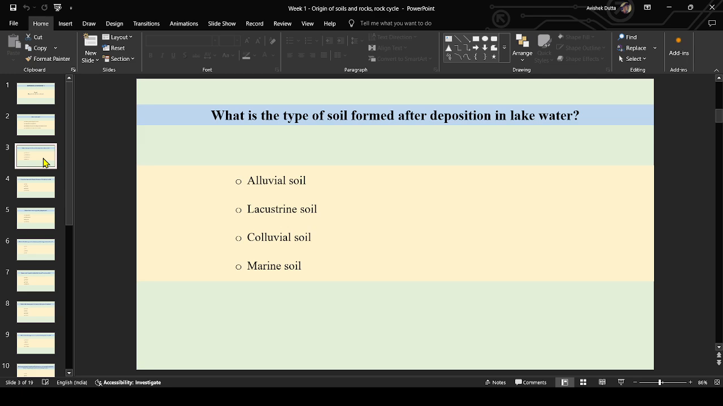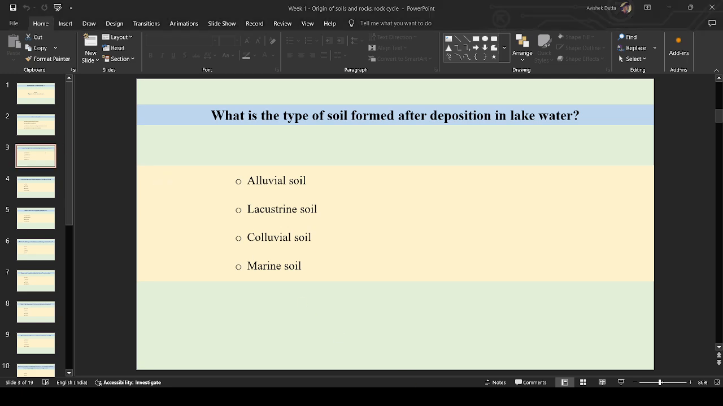Okay, second question. What is the type of soil formed after deposition in lake water?